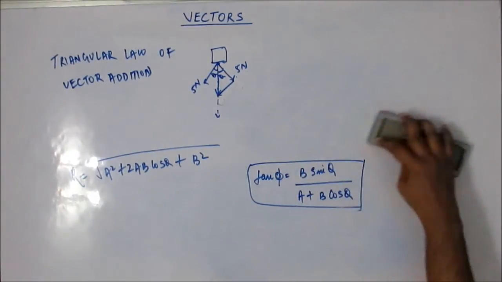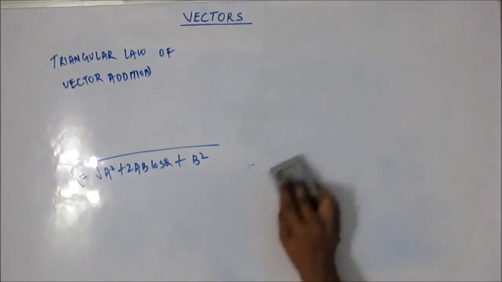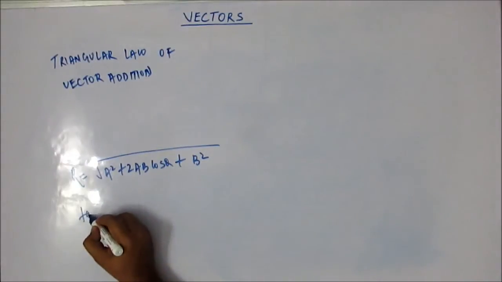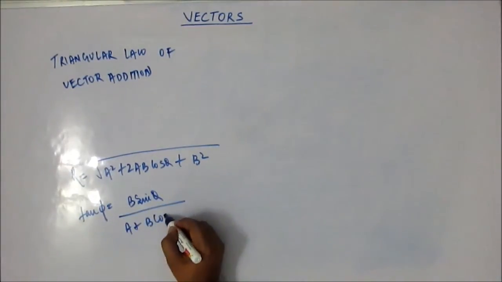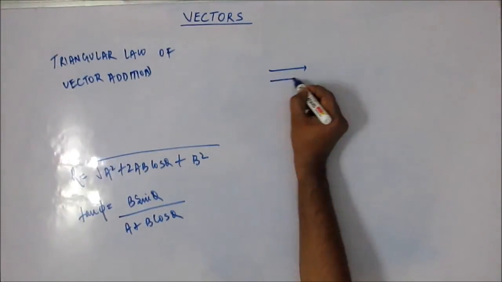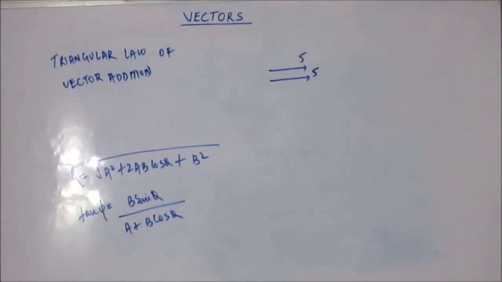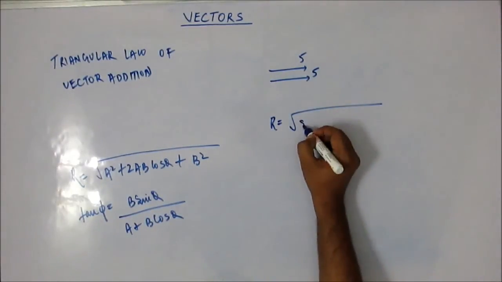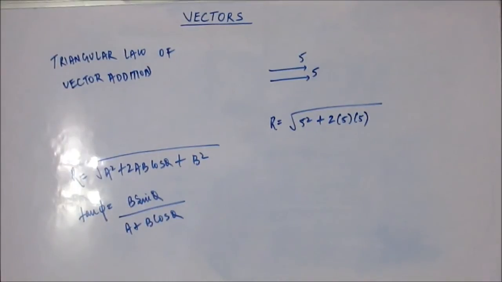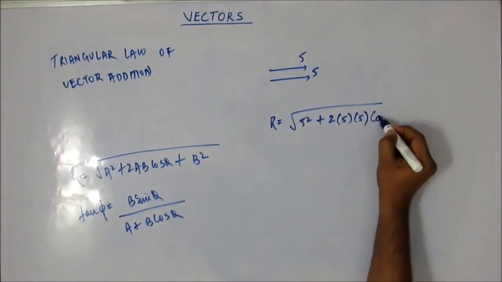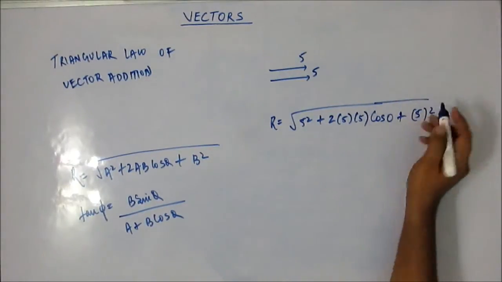Okay, now let's get handy with some problems. Suppose we have two vectors like this, 5 and 5, whatever the unit may be, the magnitude is 5 and direction has been given. We have to find the resultant of these two vectors. Let's use the formula ruthlessly. The resultant vector R is root over A square, which is 5 square, plus 2AB cos theta plus B square. Theta is the angle between these two vectors, and the angle is 0 because these two are parallel. If you bring them tail to tail or head to head, the angle would be 0. Just use the formula and get the answer.